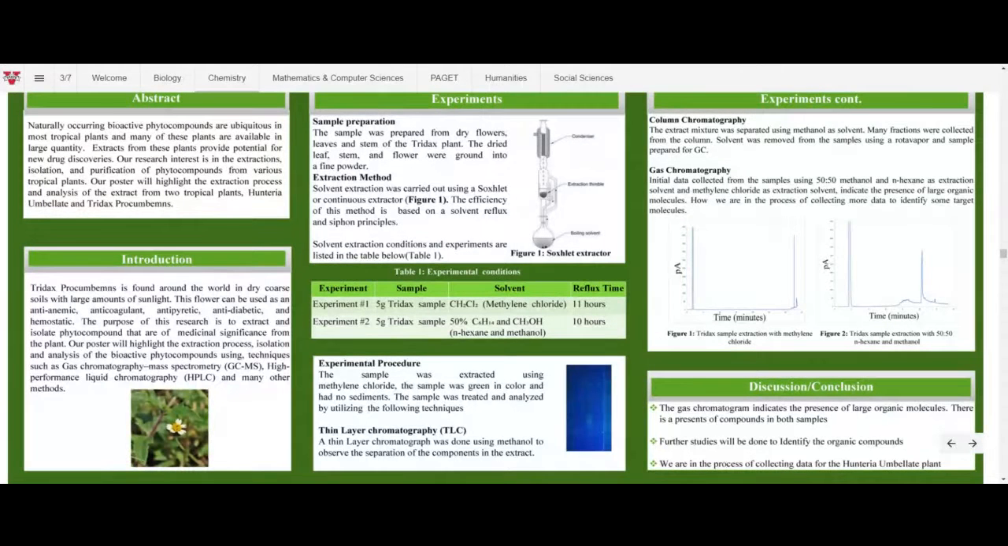So in future research, we're planning on using other ways to show which compounds are present in those two extracts. Basically, we're trying to find what causes the antianemic, anticoagulant, and antipyretic effects. So that's the purpose of our experiment.